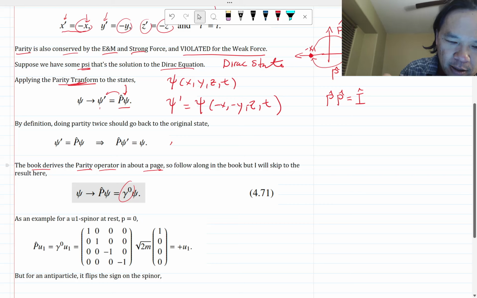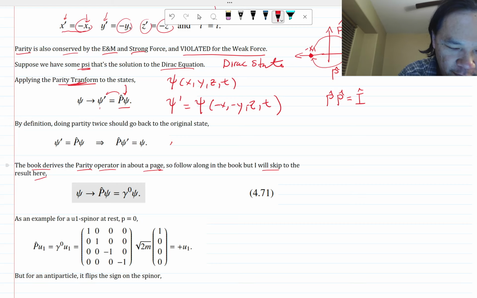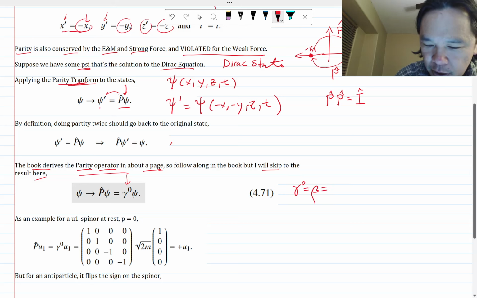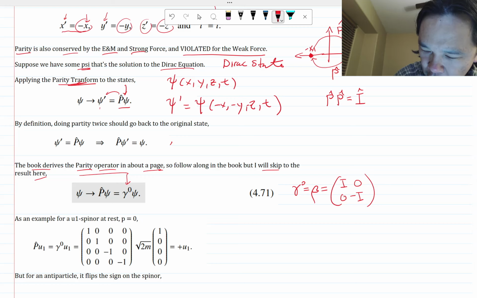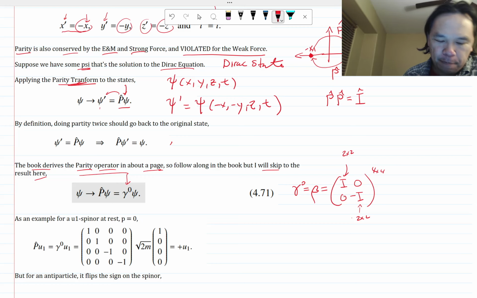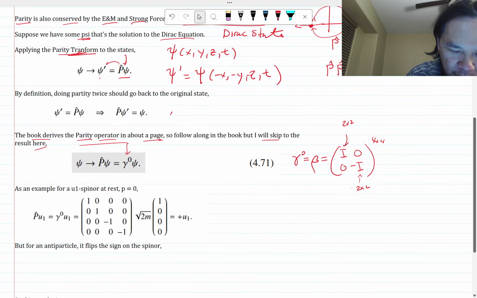He went through a page in order to do that, but I'm going to skip that for the sake of time. This happens to be the gamma 0 matrix. Remember, the gamma 0 matrix is by definition the beta matrix we used before, where you have the identity on the top half of the diagonal and the negative identity on the bottom half. These are 2 by 2 blocks, so the whole thing is a 4 by 4, and it's written out down here.